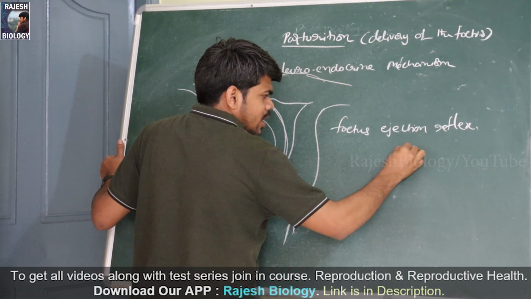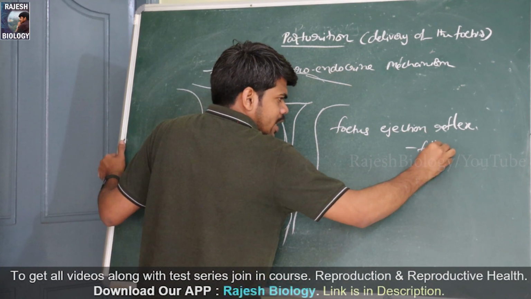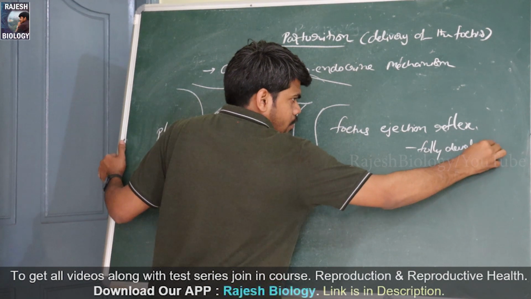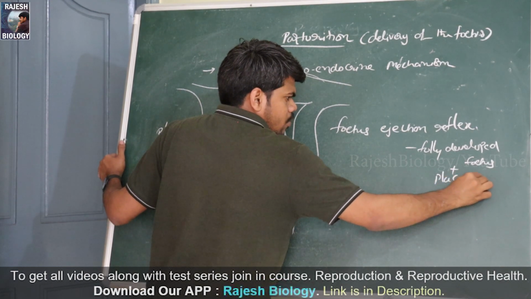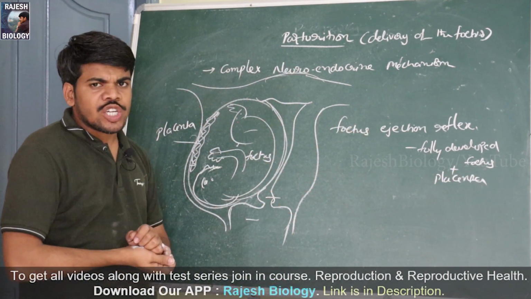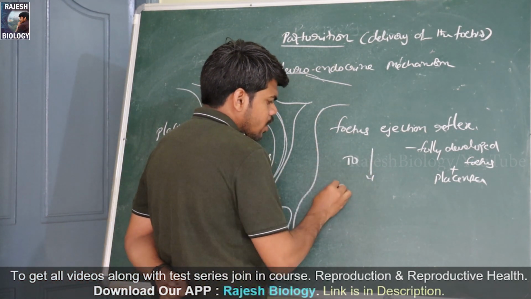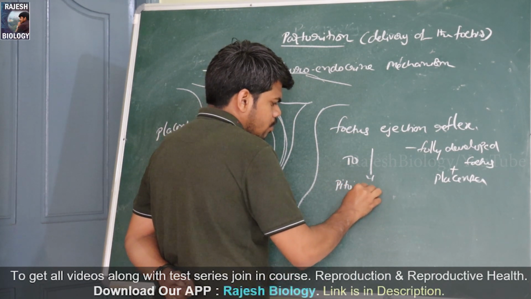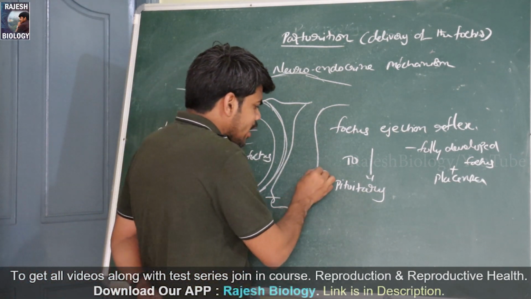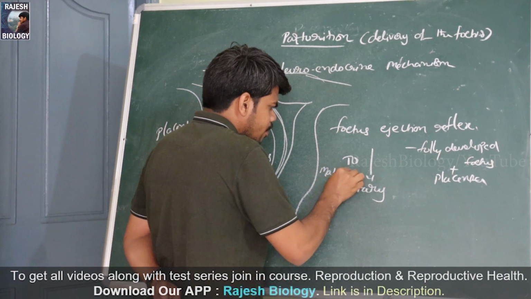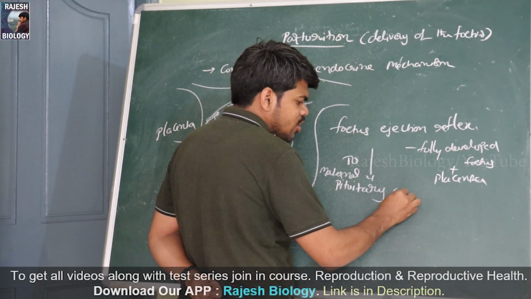It is sent by what? The fetus ejection reflex is sent by the fully developed fetus plus placenta. Both together they send this fetus ejection reflex. To what? To the pituitary. It is not a fetal pituitary. It is the maternal pituitary, from the posterior lobe.